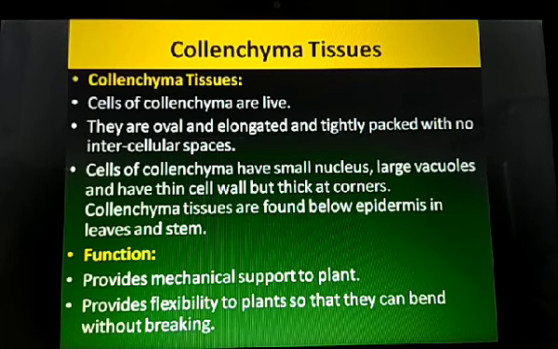You must have seen the leaves. They can be bent very easily without breaking. And even the twigs and branches can be bent up to a certain extent. And that flexibility is just because of the presence of this tissue, which is called collenchyma tissue. So please do remember, collenchyma is responsible for providing flexibility to the plant part.